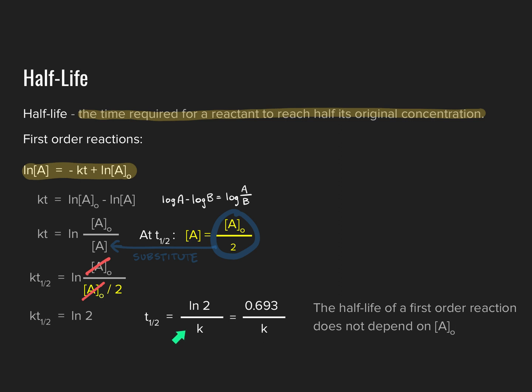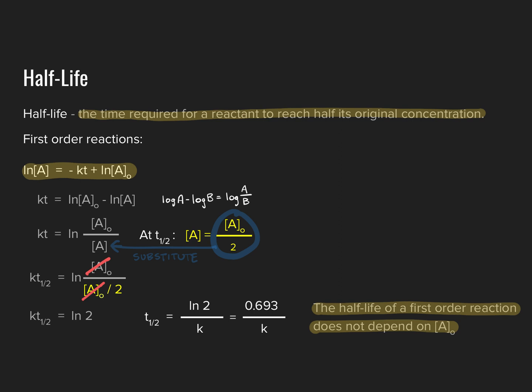You might see this sometimes expressed on the AP test as the actual numerical value of the natural log of 2 rounded to 3 decimal places, a value of 0.693 divided by the rate constant. Now, that being said, this tells me something really useful. One thing I see here is that half-life time does not depend, in any way, upon the initial concentration of species A. So if you have a set of data in which the half-life of the reaction does not change as time progresses, that really means you're probably looking at a first-order reaction.